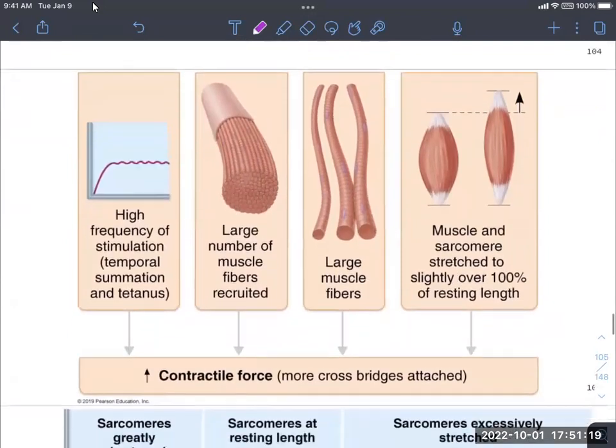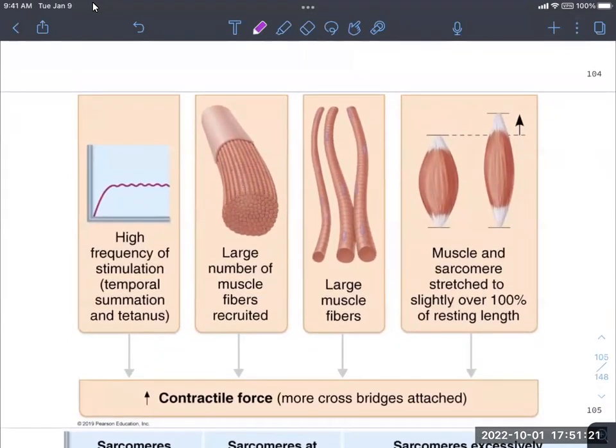So these are some things that can increase the contractile force. How much frequency? How many frequencies or action potentials are being sent? How large is that muscle fiber? How many fibers are being recruited? How far is that sarcomere stretched out?